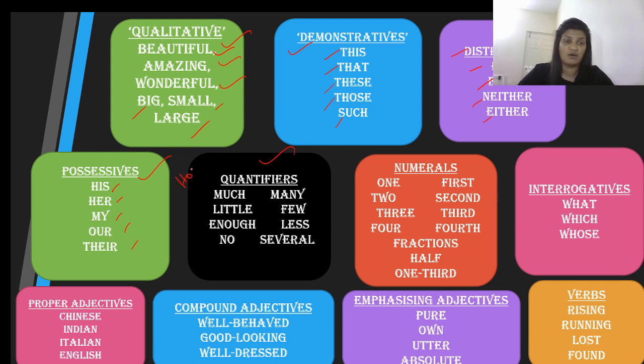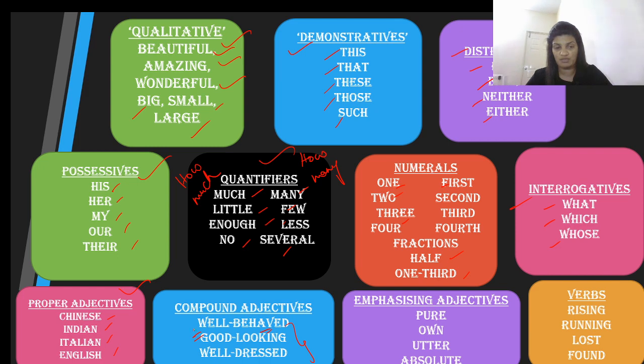Quantifiers, which answer the question how much and how many, are words like much, many, little, few, enough, less, no, several. Then you have numerals like 1, 2, 3, 4, first, second, third, fourth, and also fractions like half and 1/3. Then you have interrogatives like what, which, whose. And then you have proper adjectives like Chinese, Indian, Italian, and English, which are derived from proper nouns. Then you have compound adjectives, two adjectives put together like well-behaved, good-looking, well-dressed. Then you have emphasizing adjectives like pure, own, utter, absolute. These words emphasize the nouns.